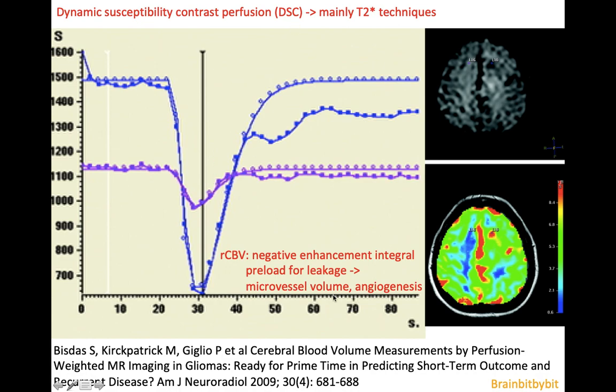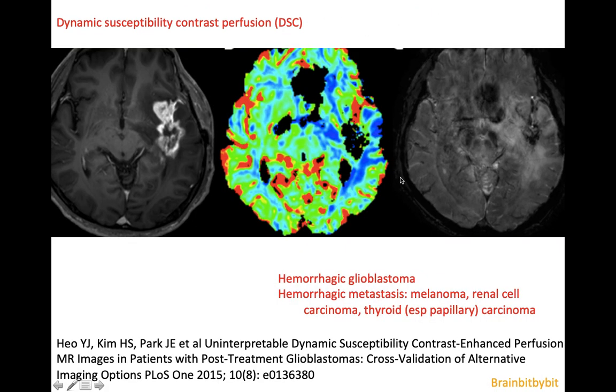This DSC reflects the volume of the microvessels. Because we do not have an arterial input and venous output curve like we had at CT, you do not get the exact perfusion of the brain, but a relative perfusion, so you compare it, for example, to normal white matter. The big disadvantage is that it's a T2 star technique, so it's not applicable in hemorrhagic masses, either primary tumors or metastasis.